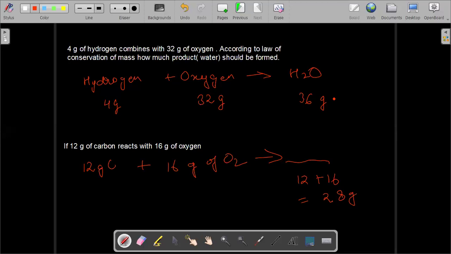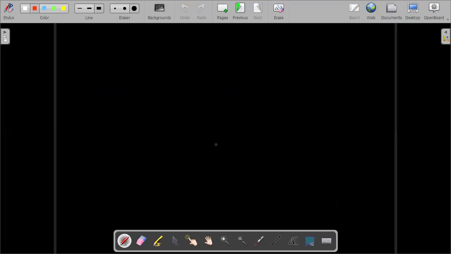Understood, everyone? Yes, sir. Next thing, yes? Yes, sir. Okay. So the next thing we had done is the law of constant proportions. The law of constant proportions states that a chemical compound always consists of elements combined in a fixed ratio by mass.